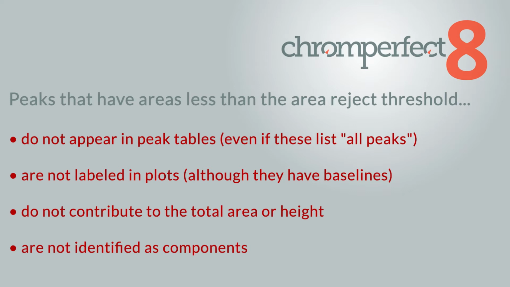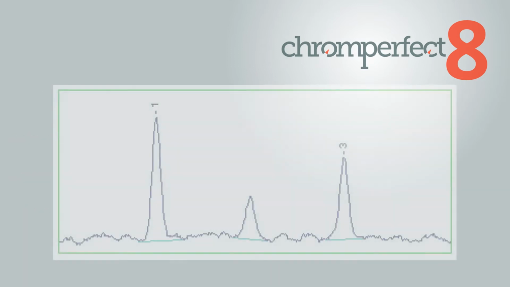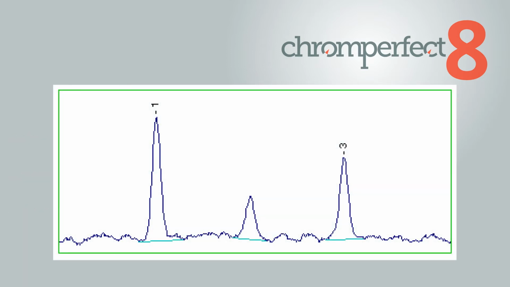They are not labeled in plots, although they have baselines. They do not contribute to the total area or height. They are not identified as components. The following figure shows a chromatogram with a noisy baseline and 3 small peaks.